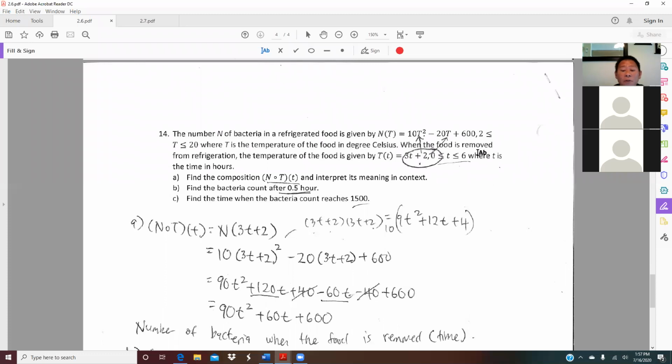Okay. When the food is removed from the fridge, the temperature T is given by 3t plus 2. Again, this t is a lower case t, where this t is time in hours. It's between 0 and 6.